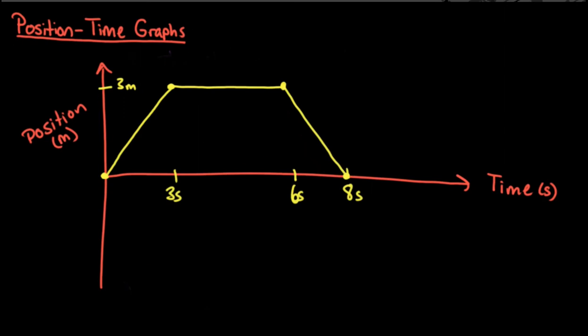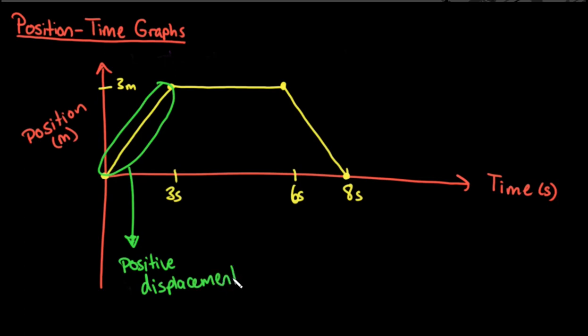So when we're reading a graph like this, you're often going to be seeing these 3 different scenarios. The first one is an increasing portion on the graph. Now this increasing portion indicates that there is a positive displacement. Positive displacement could be something like going forwards. It could be going to the right, or it could be going up. Those are all positive directions.